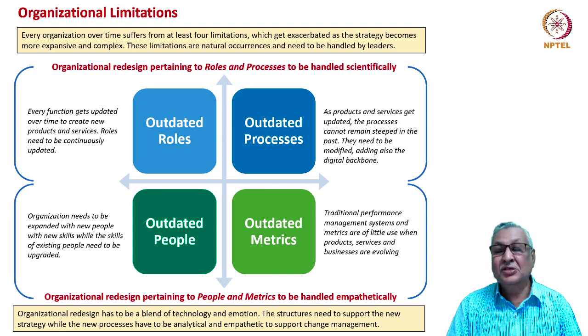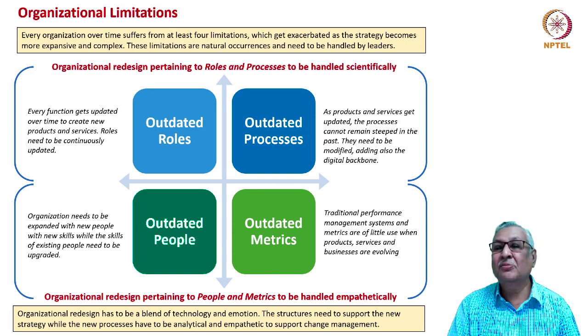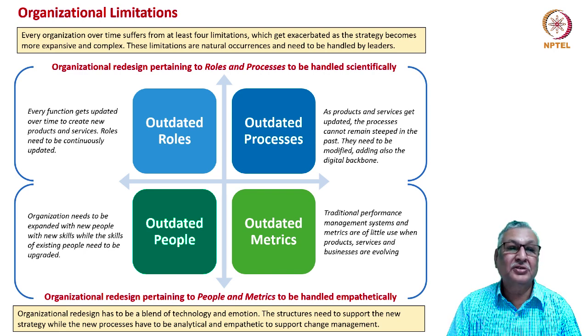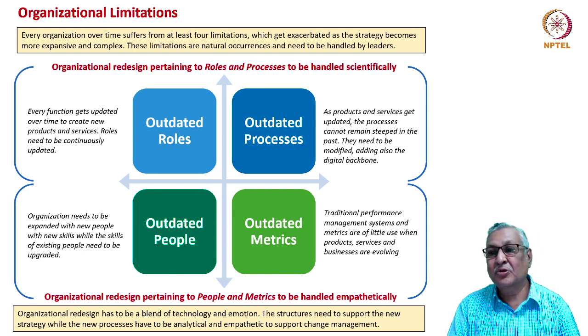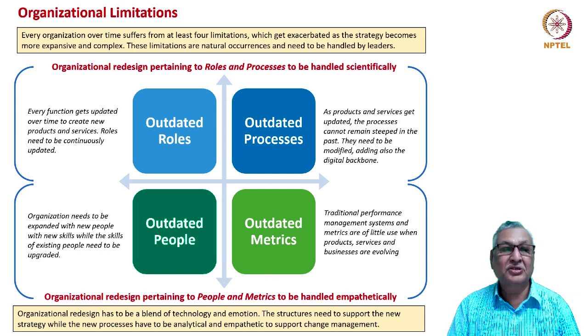This is a natural process. These limitations are natural occurrences and need to be handled by leaders. So when you look at this organizational redesign, you have to recognize the 4 limitations that would occur. 1, outdated roles. 2, outdated processes. 3, outdated people. And 4, outdated metrics.